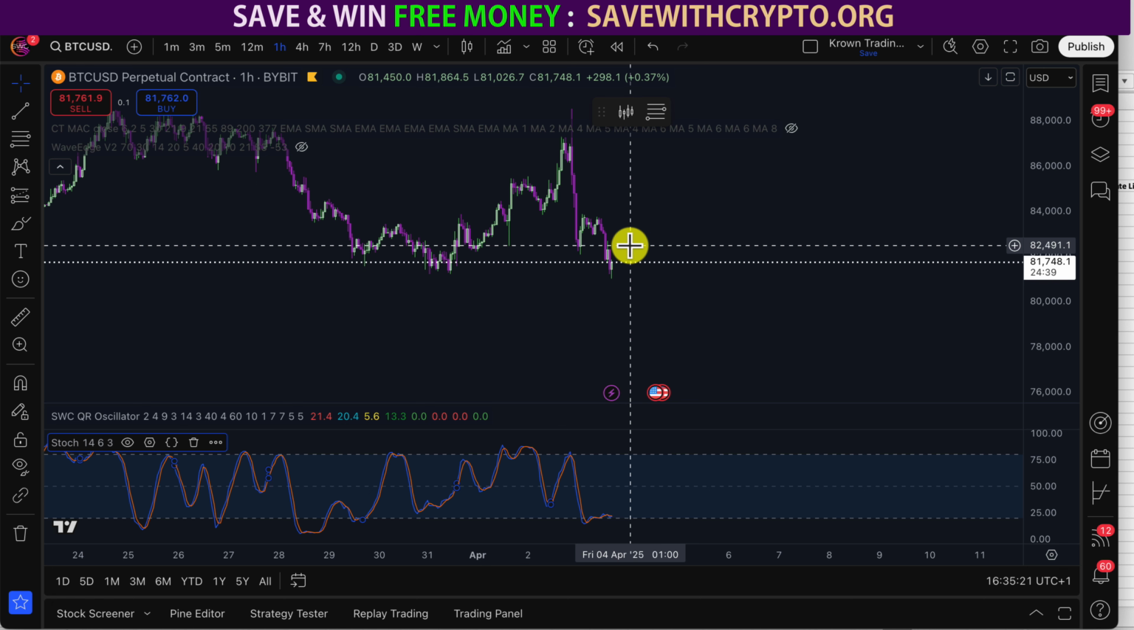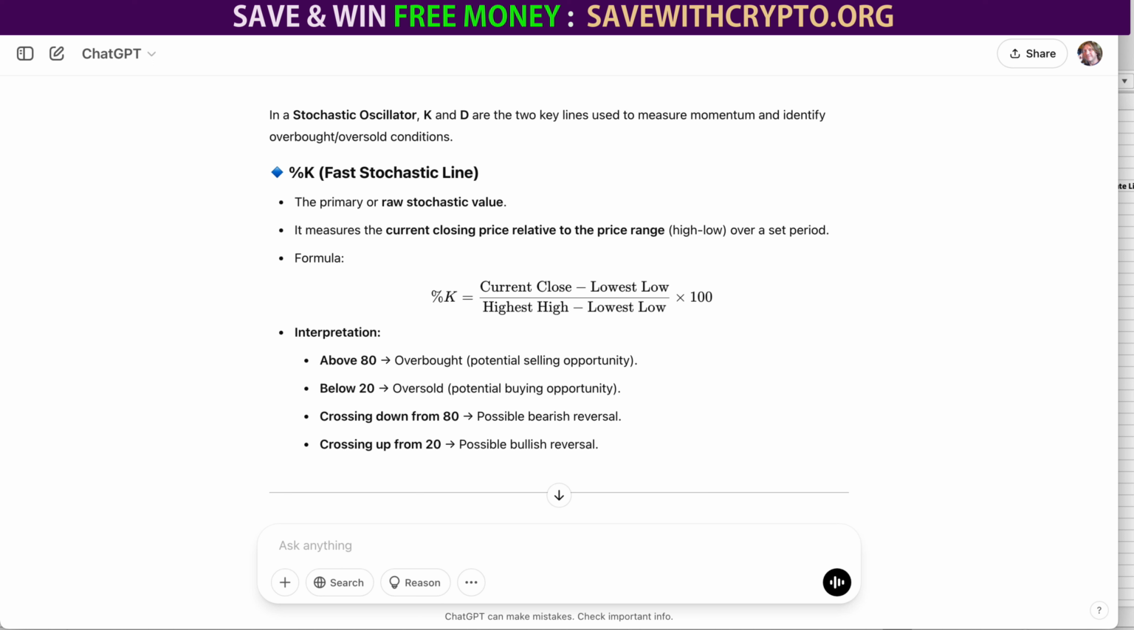Now, it's probably worth looking at what K and D mean. So I've got this explanation here from ChatGPT, where it says in a stochastic oscillator, K and D are the two key lines used to measure momentum and identify overbought and oversold conditions. So percentage K, otherwise known as the fast stochastic line.